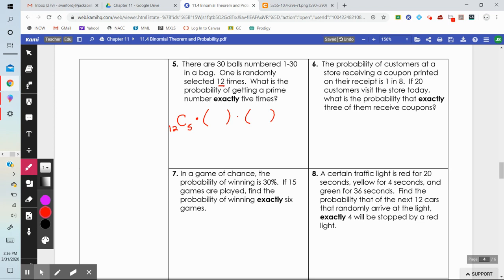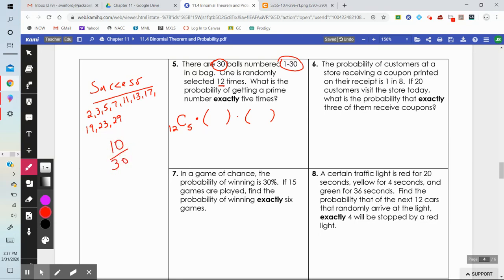First off, we're going to have to spend a little bit of extra time here because the balls are numbered 1 to 30. The probability of success is a little harder to calculate here because the success would be all the prime numbers. Now, I remind you that 1 is not a prime number, but 2, 3, 5, 7, 11, 13, 17, 19, 23, 29, I believe, are all the prime numbers. That's 1, 2, 3, 4, 5, 6, 7, 8, 9, 10. There are 10 prime numbers out of those 30, so 10 out of 30.